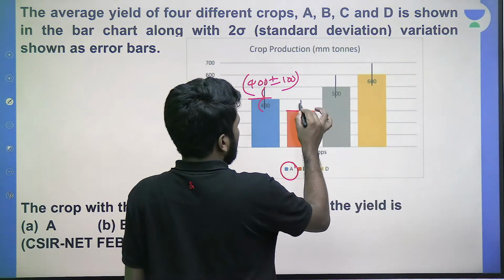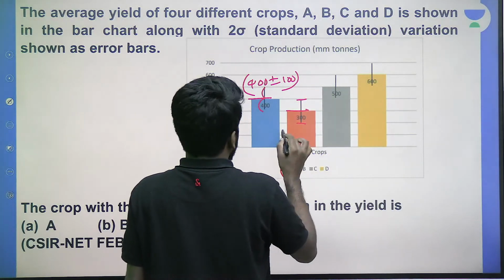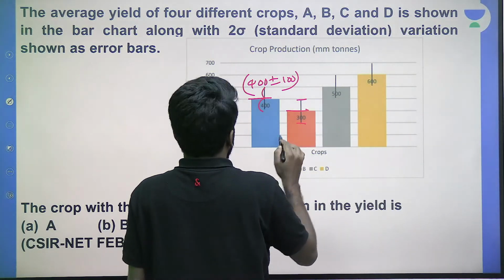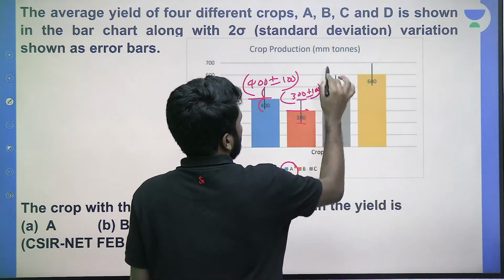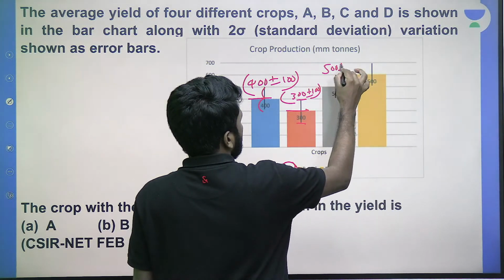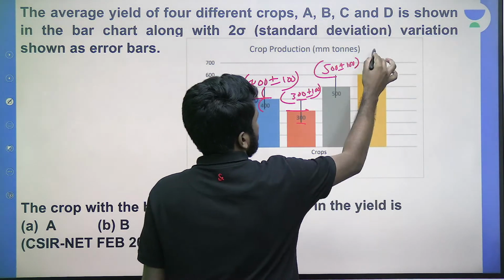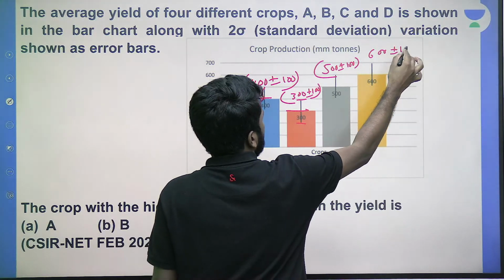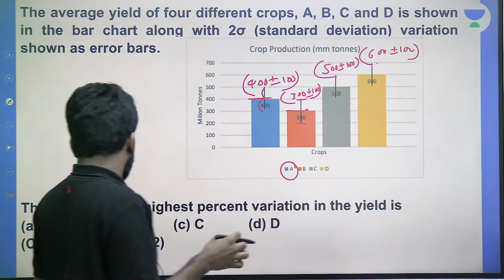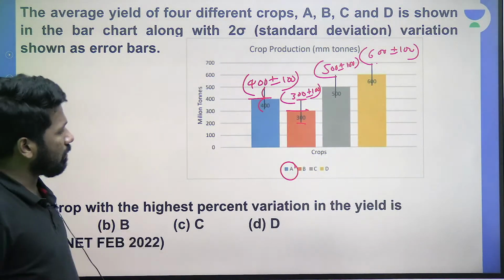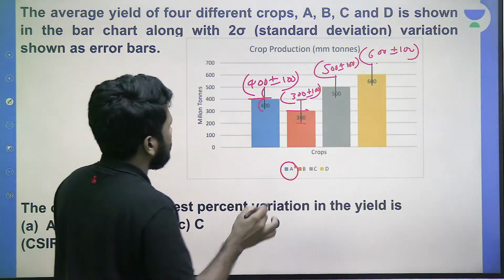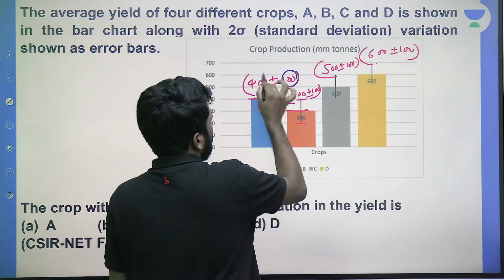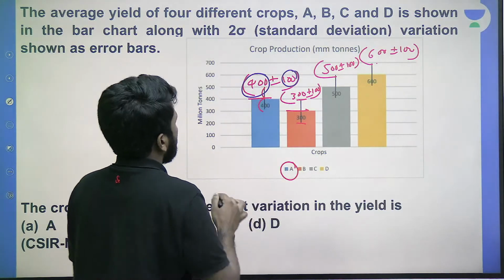Similarly, this is 300 up to 400, down to 200. That is 300 plus or minus 100 itself. And this is 500 plus or minus 100 itself. This is 600 plus or minus 100 itself. Now the question is asking the crop with the highest percent variation in the yield. Highest percent variation in the yield means variation out of production.